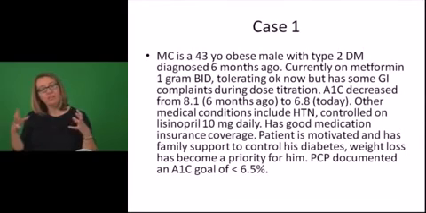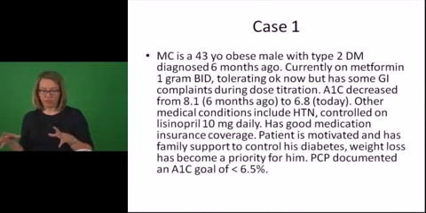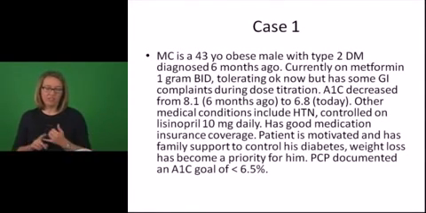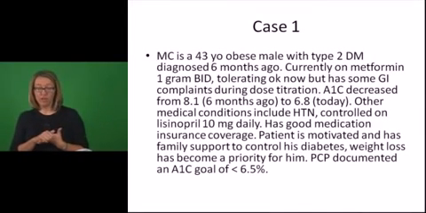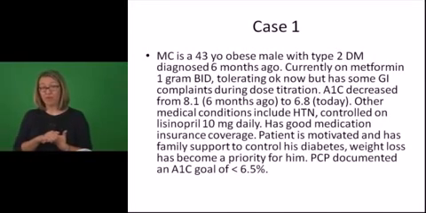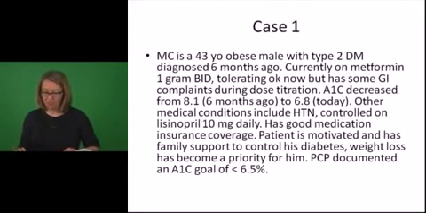So the PCP has clearly documented in the chart that her goal for this particular patient is a more stringent goal of less than 6.5. And again, looking at the slide I mentioned previously, we have a young person, newly diagnosed. He's motivated. He doesn't have a lot of concomitant diseases or complications that would prohibit him from aggressive management. So all those factors played into him having a more aggressive A1C goal.